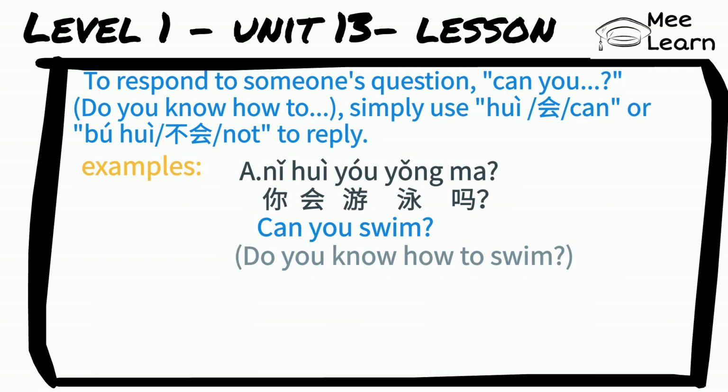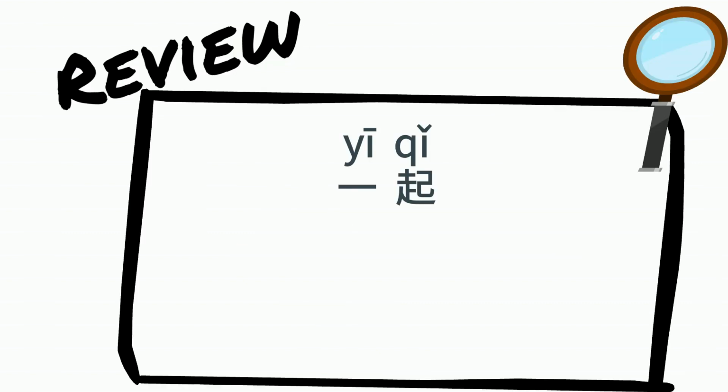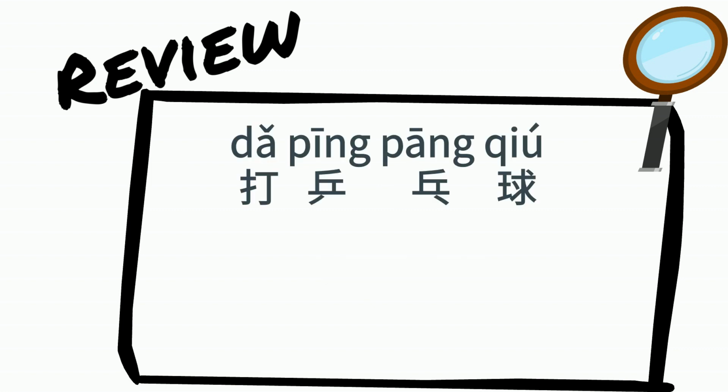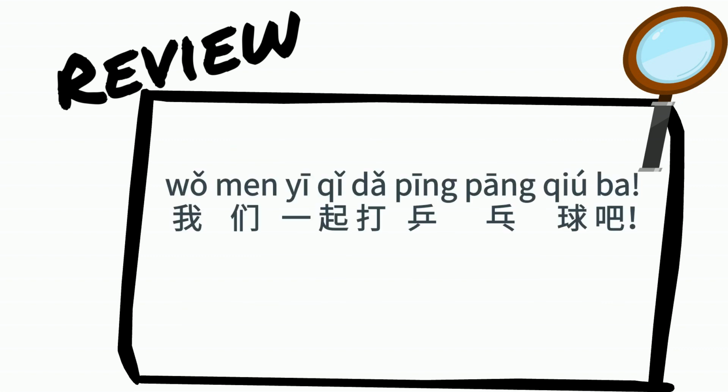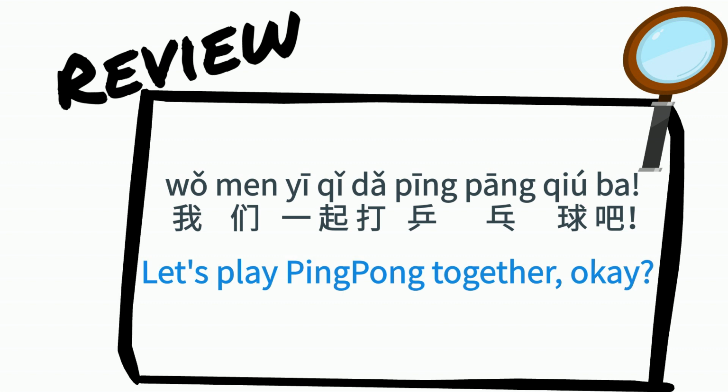你会游泳吗? Can you swim? Do you know how to swim? 不会 No, I can't. Now let's review. 一起 together. 打乒乓球 play ping pong. 我们一起打乒乓球吧 Let's play ping pong together, okay?